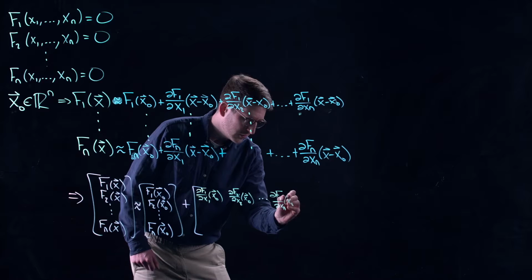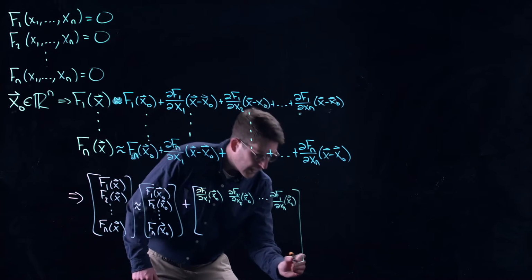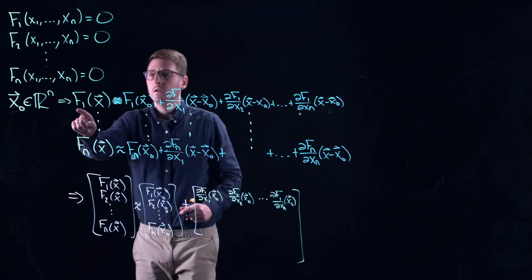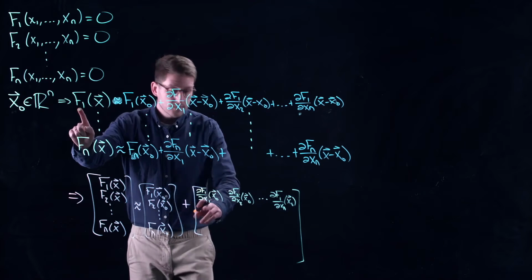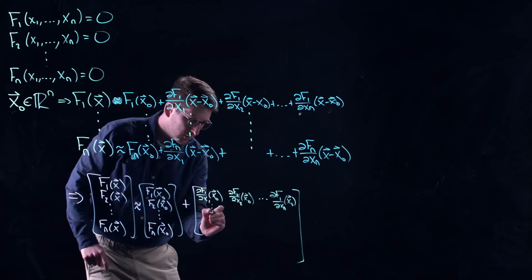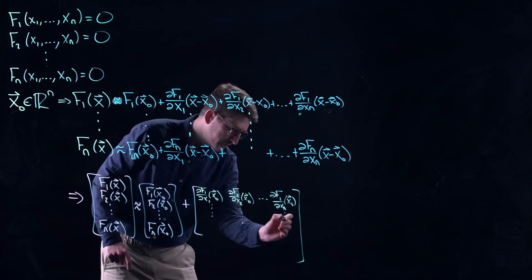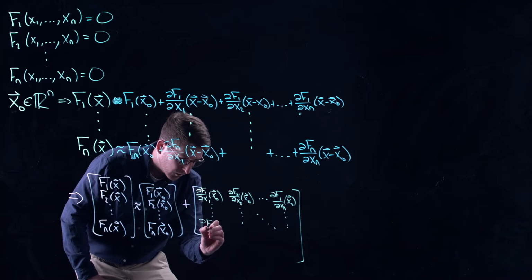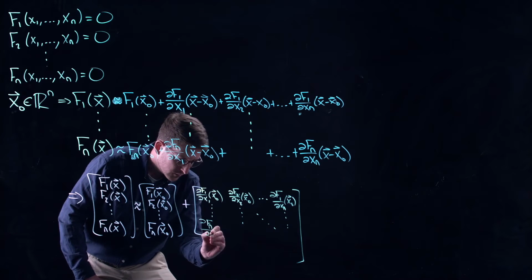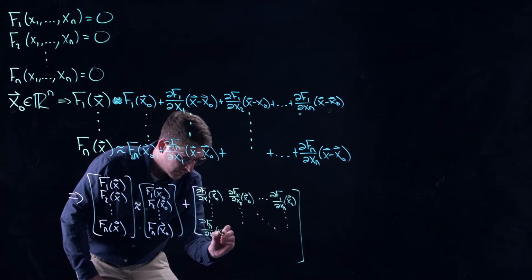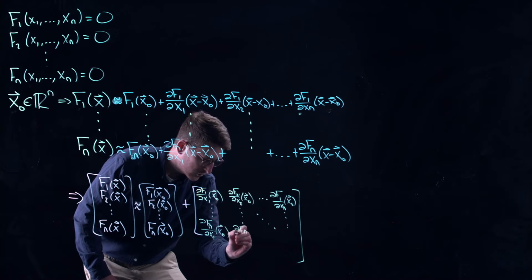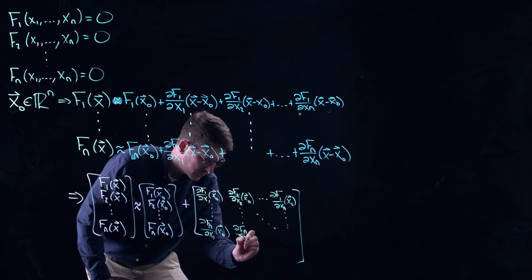Again, at the initial guess. That's the entire first row. The entire first row, you'll notice, is the gradient of f1. Same thing, the entire second row is the gradient of f2. And you can keep going down until the last row is the gradient of fn. So in this case, it's just an exercise really in subscripts.